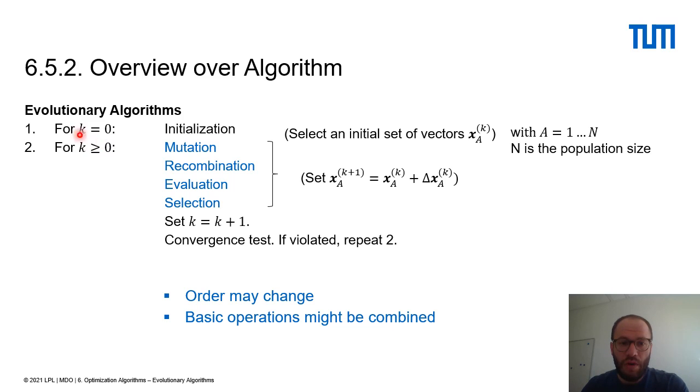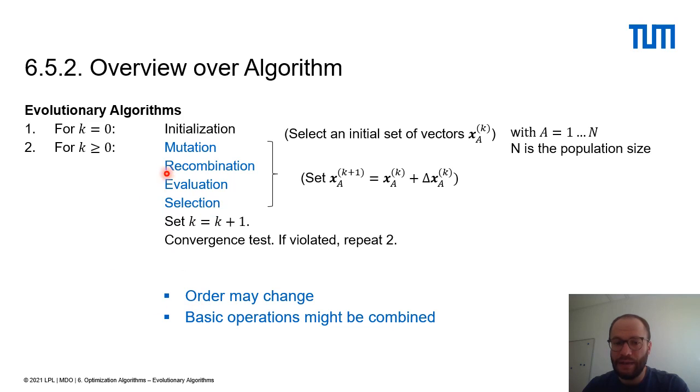We start with the initialization phase, and here I want to again stress that the difference is we now have a set of design variable vectors. So here with the indices a to n, we have a population size of n. So it's a set of design variable vectors x, which are initialized, and afterwards we see the 4 basic operations. So it's mutation, recombination or crossover, evaluation or selection.